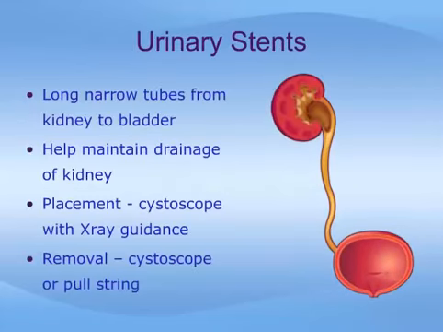A urinary or ureteric stent is a long, narrow tube extending from the kidney to the bladder, which helps to maintain drainage of the kidney. Stents are usually placed through a cystoscope with X-ray guidance. Sometimes a string is left attached to the stent to make removal of it simpler, but often another cystoscopy is required to remove it.